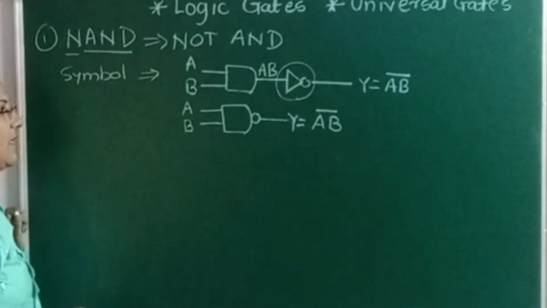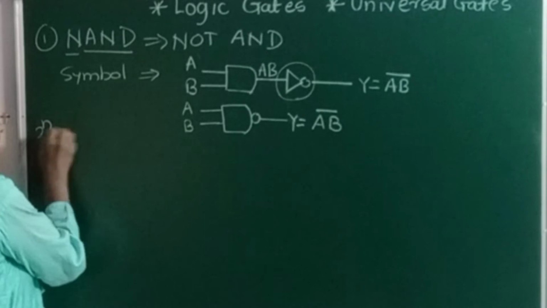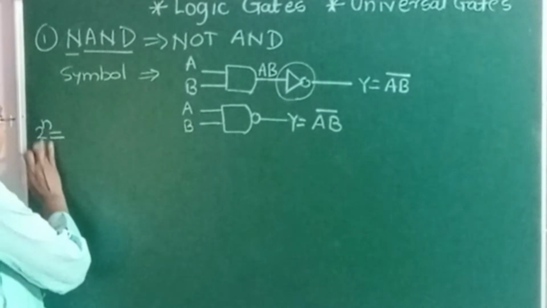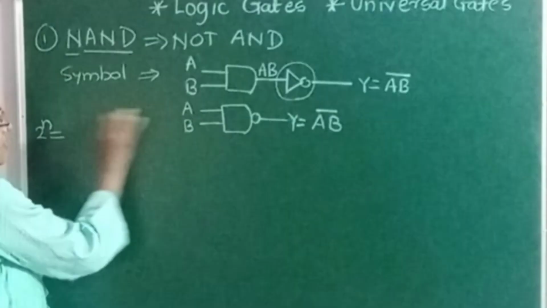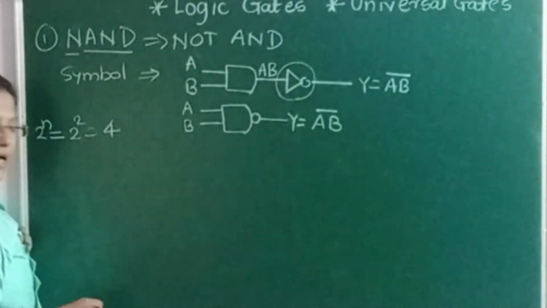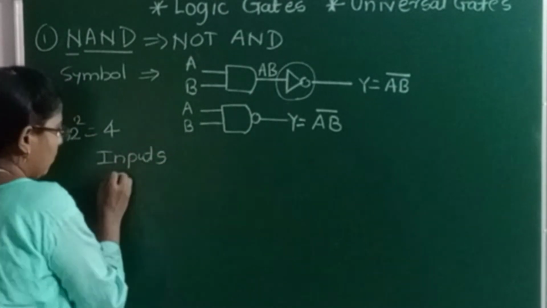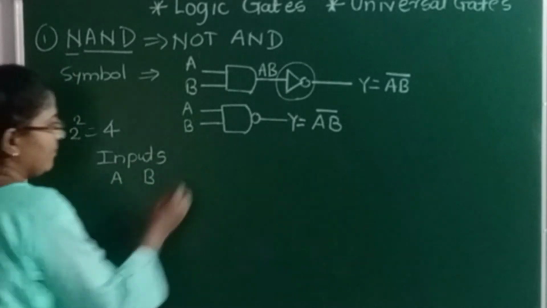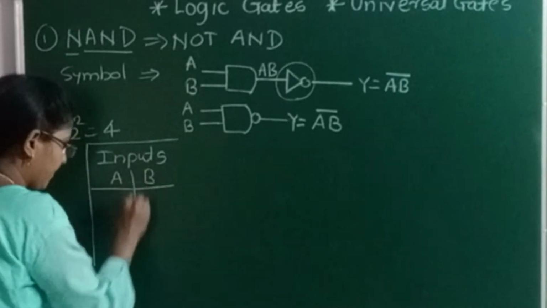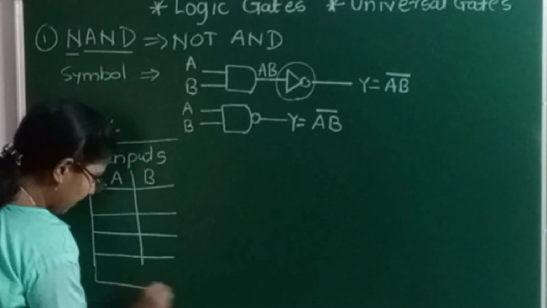Now next we will see the number of inputs. Again the same thing: number of input combinations equal to 2 raised to n, where n is the number of inputs. So the number of inputs is equal to 2. So put the value of n as 2. 2 raised to 2 equal to 4. Now write the truth table. Inputs, 2 inputs A, B. Now first I will write the input combinations. Same thing. 4 input combinations are there.